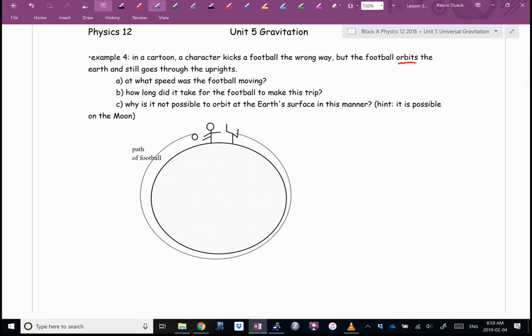Thomas, what's A asking me to find? The speed of the football. What path are we tracing out? Circle. What force is pulling us in a circle? Gravity. So as soon as I see the word orbits, gravity is what's pulling me in a circle.